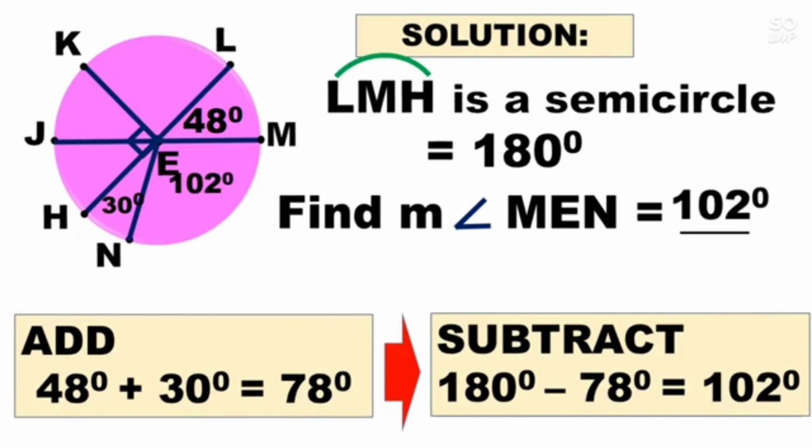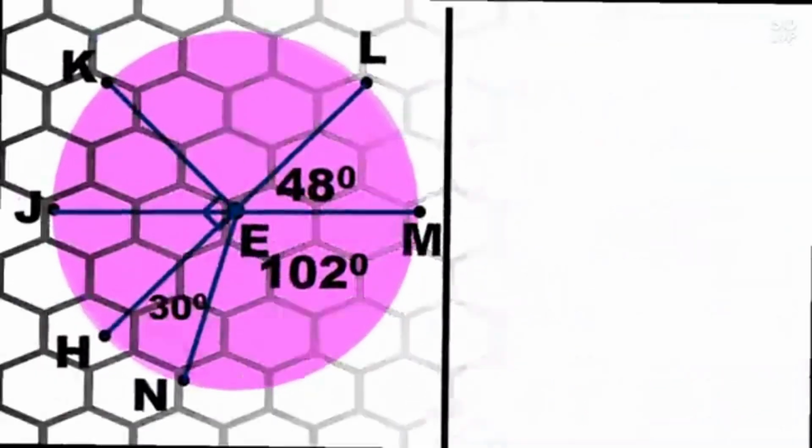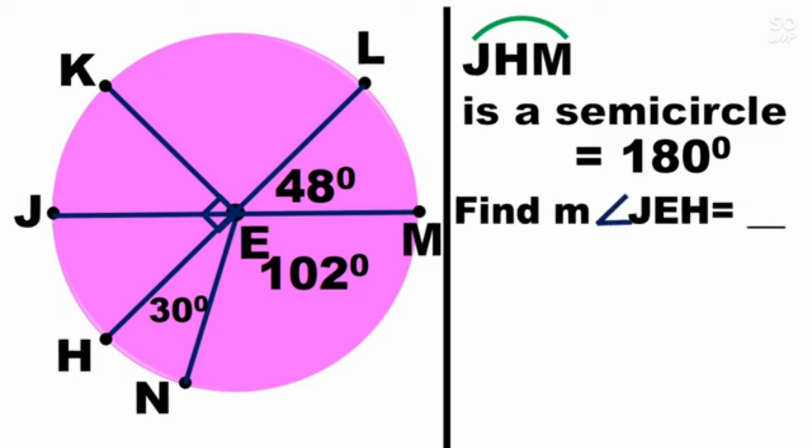Okay, so kung pagsasama-samahin natin yung tatlo, 30 degrees plus 102 degrees plus 48 degrees, the answer is 180 degrees. Okay, so arc JHM is a semicircle. JHM is a semicircle. Therefore, it measures 180 degrees. Then, find the measure of JEH. Okay, so JEH.